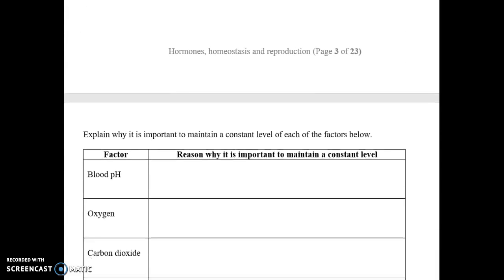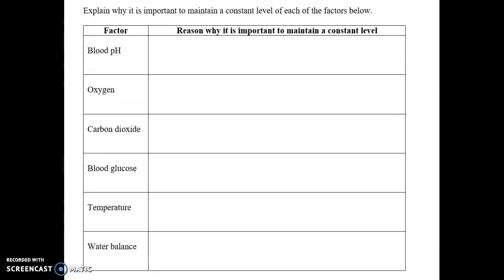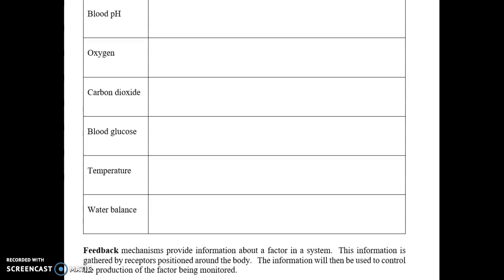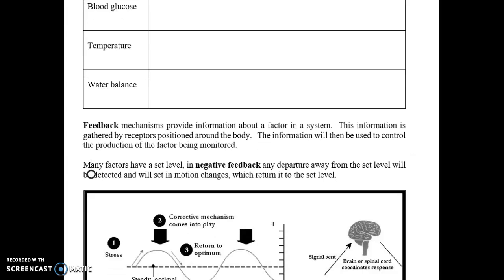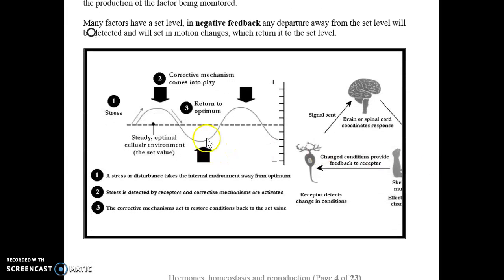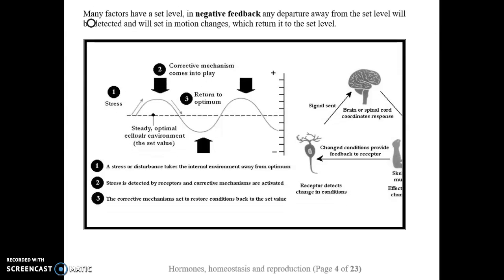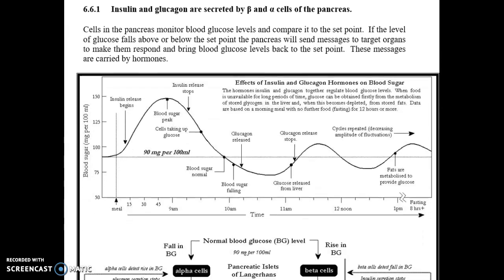So you should know why we need to keep all these the same within the body. And obviously, it's not just about things getting too high, it's things getting too low. If your blood pH went too high, what would happen? If it went too low, what would happen? If you had too much oxygen in your blood, what would happen? If you had not enough oxygen in your blood, what would happen? So don't just think about one extreme. You are trying to keep things the same, and they'll always be going up and down, rather like a thermostat. So fill all that lot in.